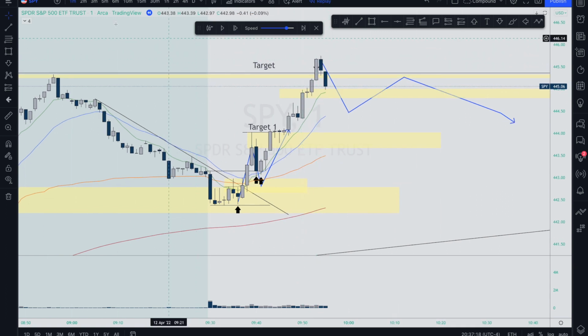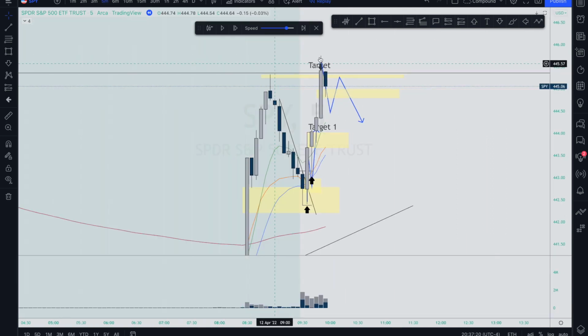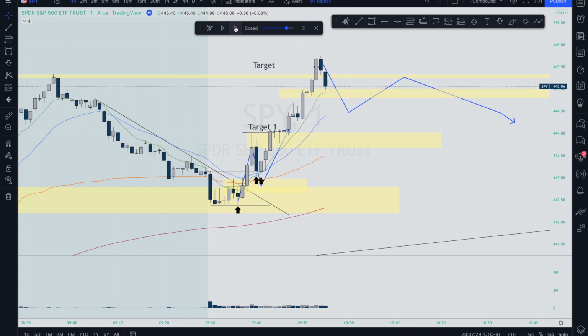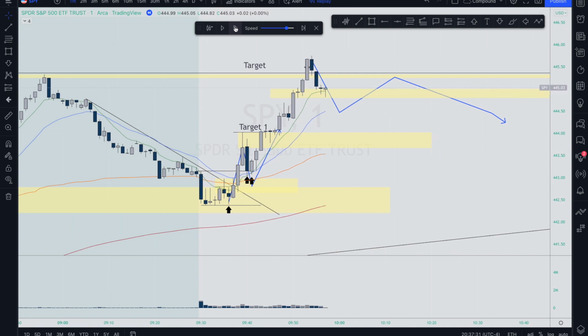But with tweezer tops on the 3 minute, if you look at the 5 minute, it's the same. We got a tweezer on top. So now we have hefty sellers coming into the market right here. So we'll go to the 1 minute and I'll show you how this plays out.